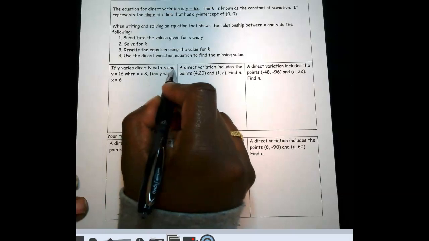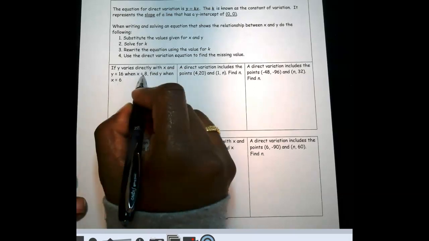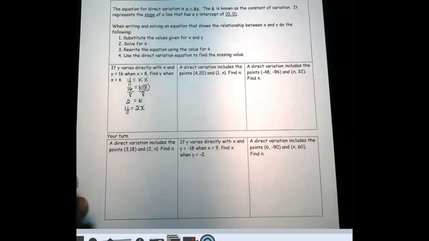We've got: if y varies directly with x and y is 16 when x is 8, find y when x is 6. So we're going to do what we did before. y equals k times x. We're going to replace y with 16. We don't know what k is yet. x is 8. So we're going to solve for k. In this case, k is 2. So then we rewrite our equation, but with 2 in place of k, and we put an x.